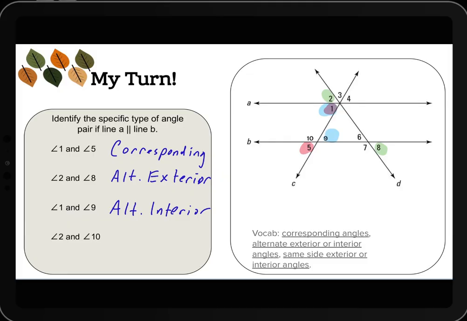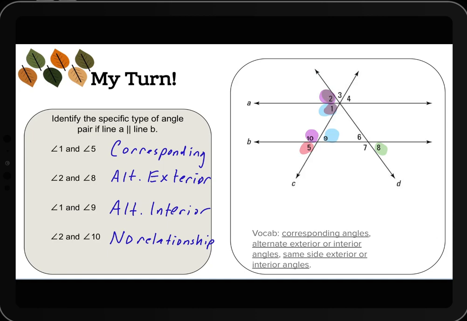And then of course you have 2 and 10. So when we look at 2 and 10, 2 and 10 is interesting because they might appear to be in the same position, but actually there's no relationship. And the reason why there's no relationship is because of that line D. Okay, so just looking at the screen, if you look at angles 2 and 3 combined, whatever that total angle is, that corresponds with angle 10. But by itself, 2 does not correspond with angle 10. So while you might think it's corresponding, there's actually no relationship between 10 and 2 at this time. So we can't define or identify it as any of those.